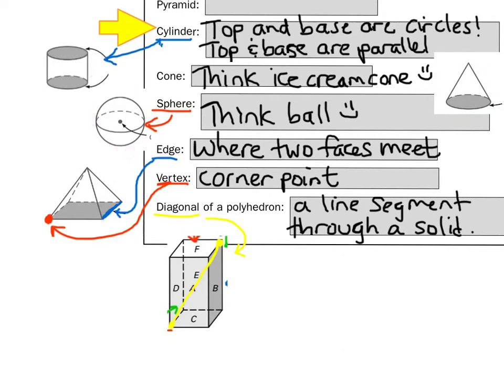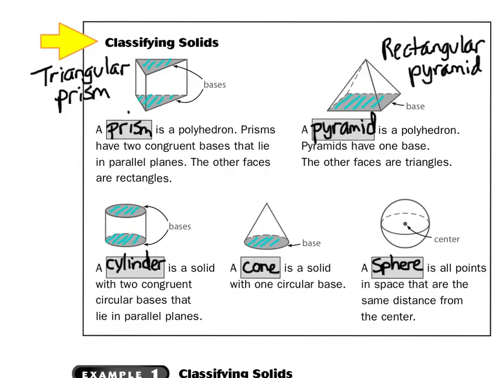You've seen that. And then an edge is where two faces meet. So two of the walls intersect. So this is an edge right here. A vertex is a corner point. And so that could be where three or more walls intersect in a corner point. Now, a diagonal of a polyhedron is a line segment that goes through the solid. Right, like this yellow line is a diagonal.